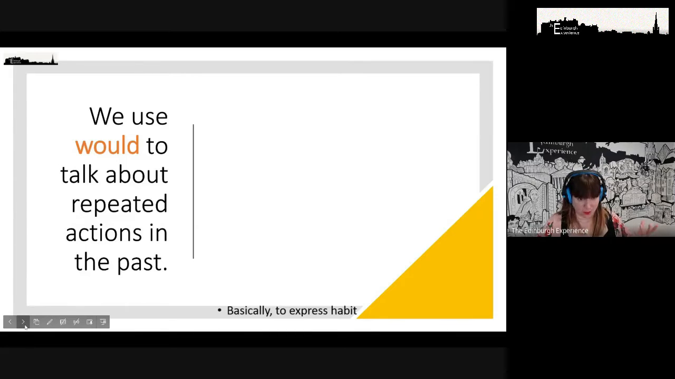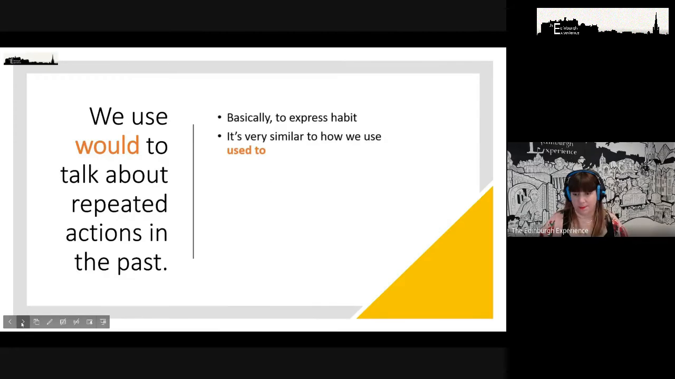So that means basically if we're expressing past habits, yeah? It's something we would use a lot if you're telling a story or an anecdote about what life used to be like for you or what would happen in the past, okay? When we're talking about our memories. It's really similar to how we use the structure used to.